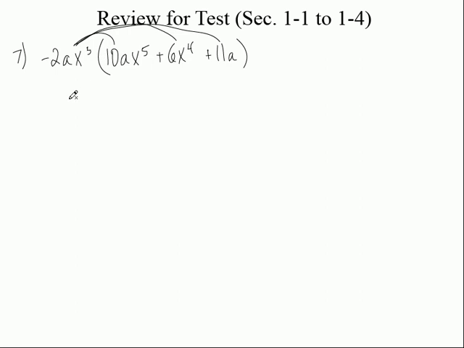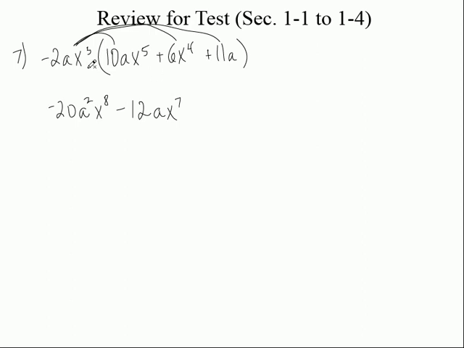Negative 2 times 10 is negative 20. Then a times a is a squared. This is the rule where you multiply or you add the exponents. X cubed times x to the fifth is x to the what? 8th. Good. Now we do the next one. Negative 2 times positive 6 is negative, so we put a minus 12. There's no a here, and that's going to be x to the 7th.